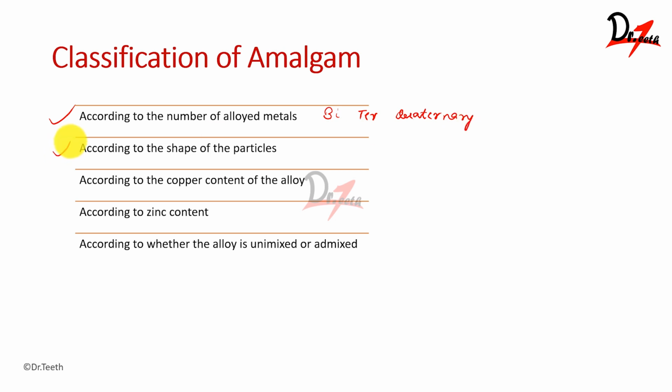Then we have classification according to the shape of the particles. We have irregular, spherical, spheroidal.